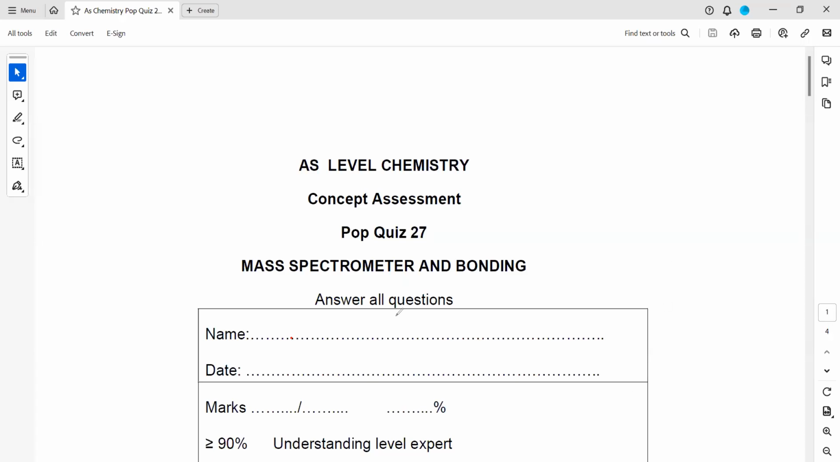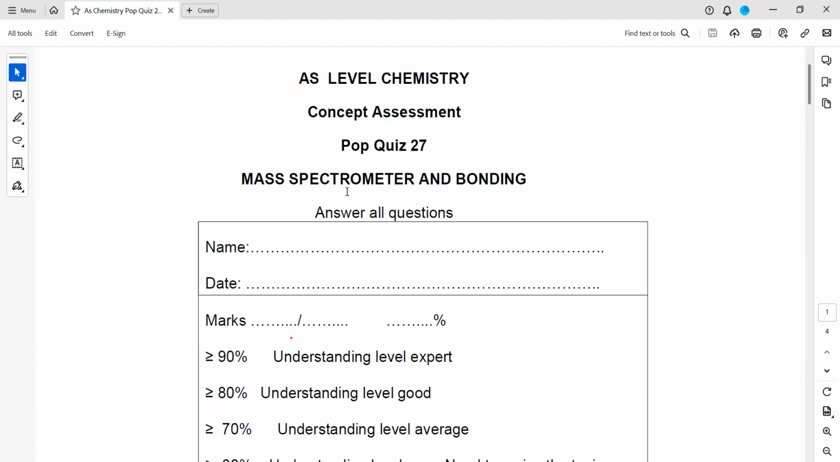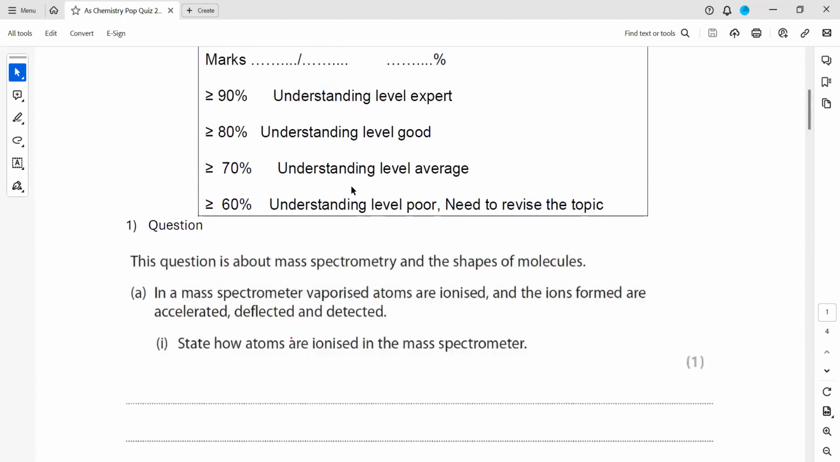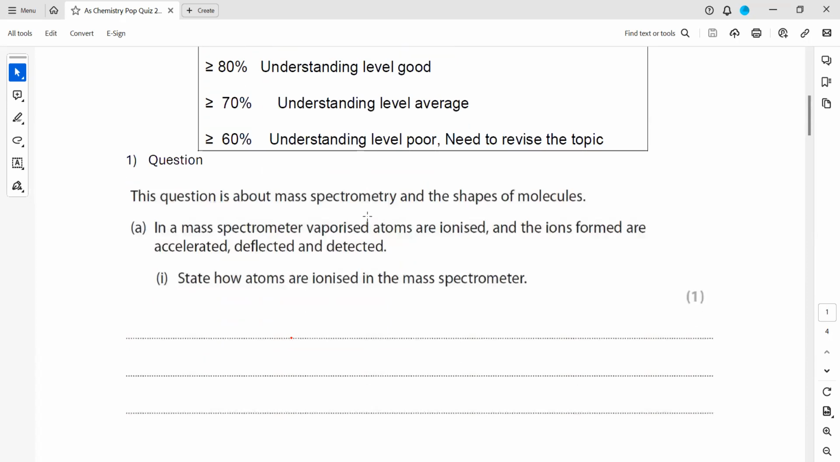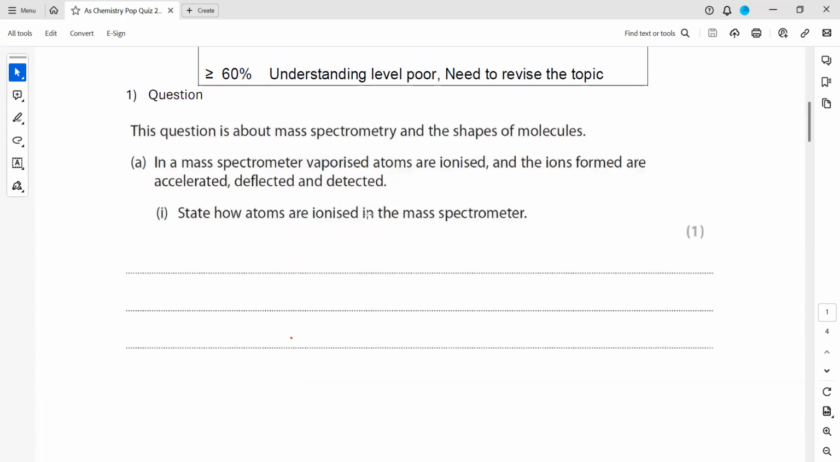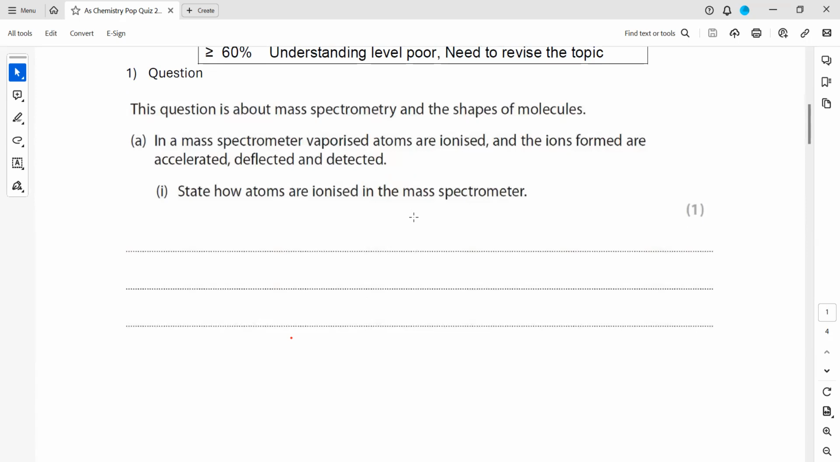So this was a pop quiz related to the mass spectrometer and the bonding topic. In the first question, this question is about mass spectrometry and the shapes of molecules. In a mass spectrometer, vaporized atoms are ionized and the ions are formed. The ions formed are accelerated, deflected, and detected. State how atoms are ionized in a mass spectrometer.